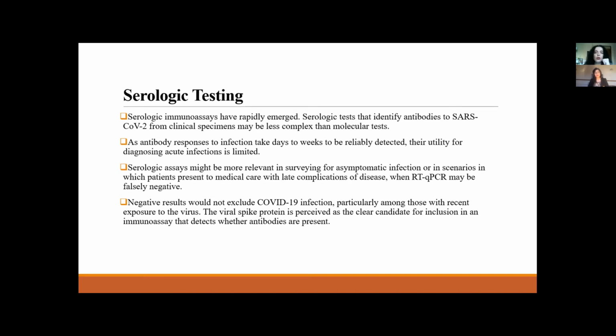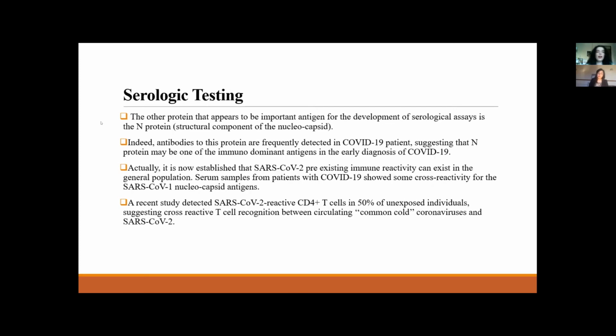Particularly among those with recent exposure to the virus, the viral spike protein is perceived as the clear candidate for inclusion in an immunoassay that detects whether antibodies are present. And now, the other protein that appears to be an important antigen for the development of serological assays is the N protein, or structural component of the nucleocapsid.